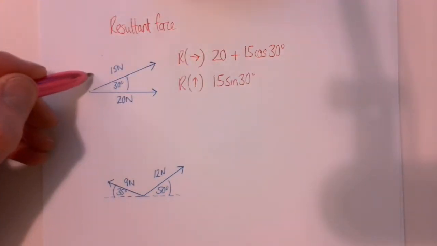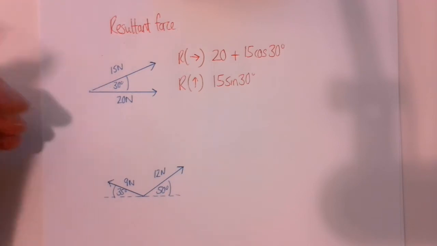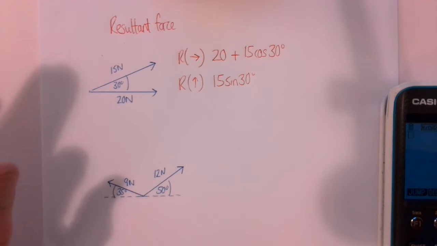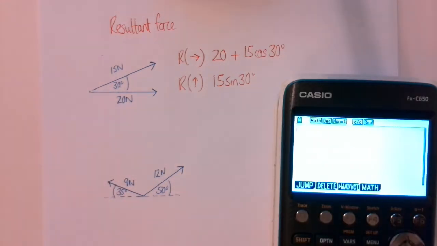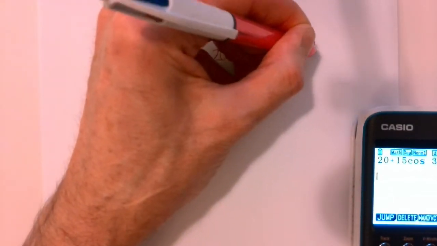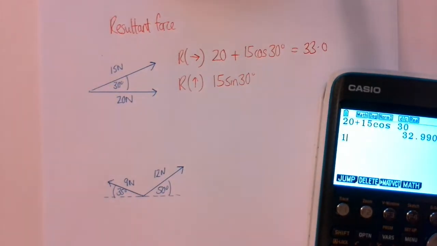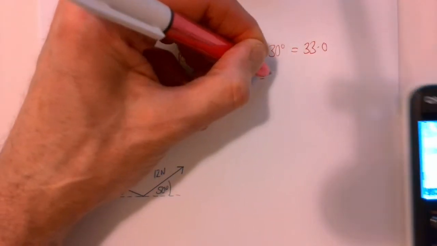Or we could have called it 15 cos 60, because that angle there is 60. Now, if I work those two out, make sure you're in degrees for this. So I've got 20 plus 15 cos 30. So let's say that's 33.0. And 15 sine 30, well, I know one of them is going to be a half, so it must be that one, so that's 7.5.